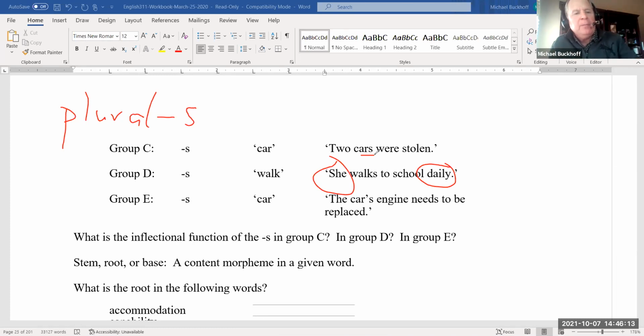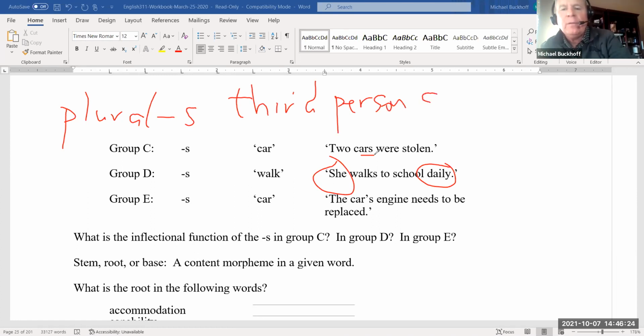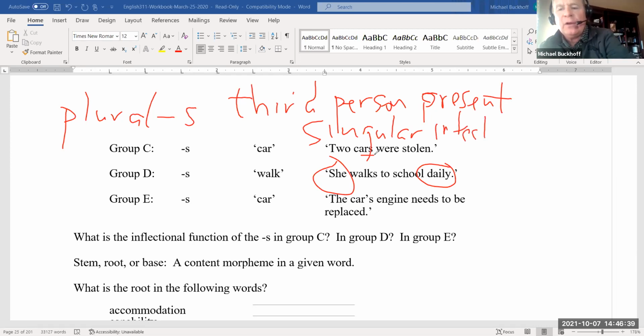Now, this one, believe it or not, may shock you, but when you think about how I describe it, it makes sense. It's the third person present singular. Are we done already? I'm still going. Third person present singular inflection, or inflectional S. That's exactly what that is. If you say third person present singular S, that exactly describes that. That's the one I told you.